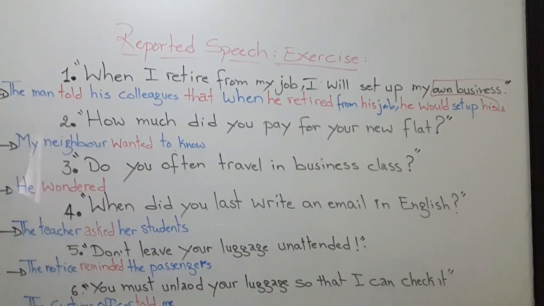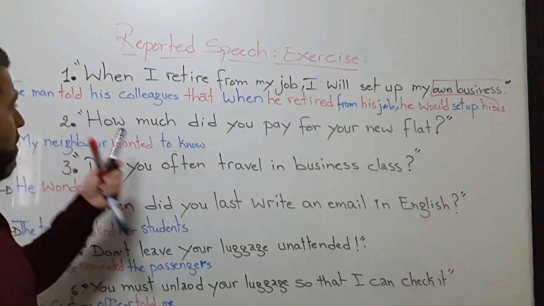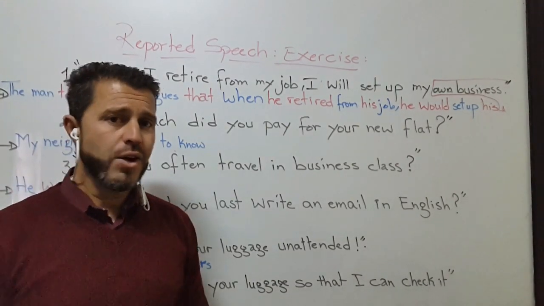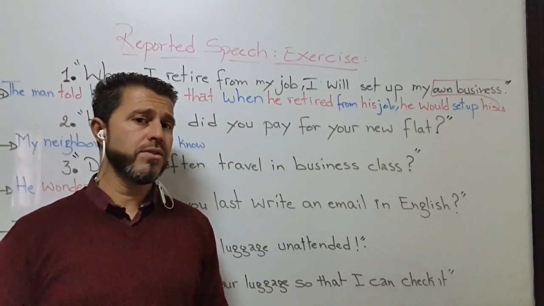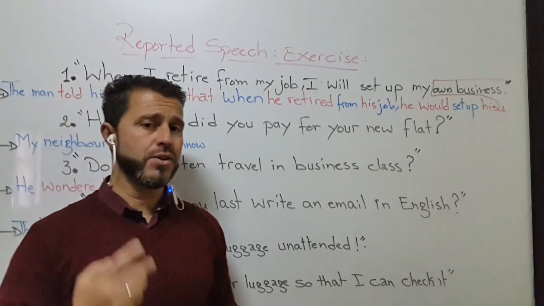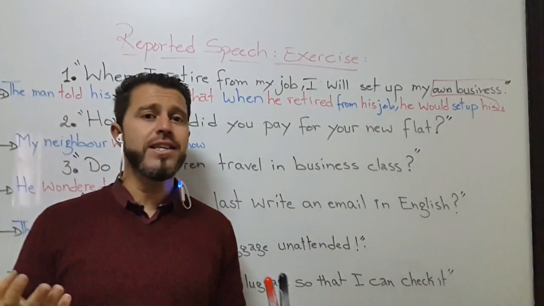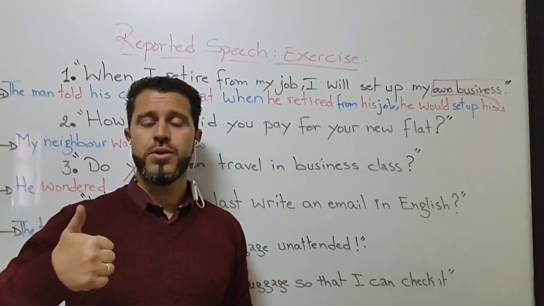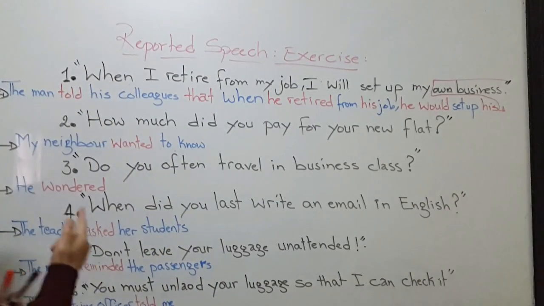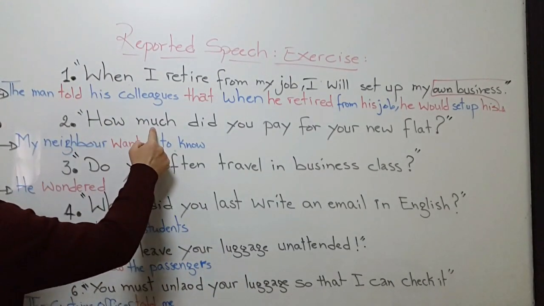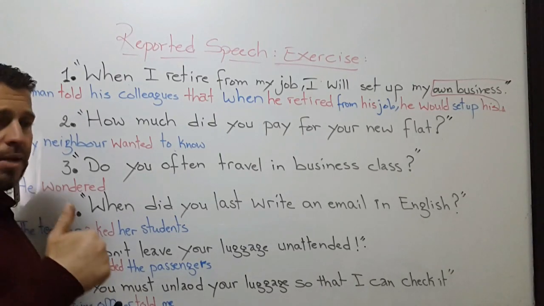Let's see number 2. How much did you pay for your new flat? How much did you pay for your new flat? What kind of sentence is this? Okay? First thing is to see what kind of sentence this is. Good. So this is a question. What kind of question is it? Is it a WH or yes-no question? Let's see. Good. It is how much. So we have here a WH word. Good. So it is a WH question.